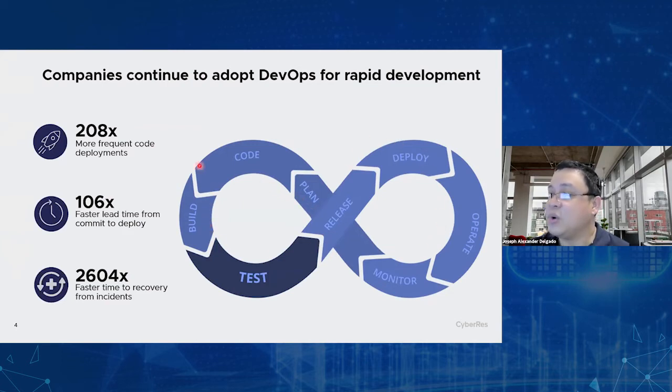Why? Because of this, you can do more code deployments. It's faster to implement or to commit to deploy applications. And it's also faster to recover from issues coming from the application themselves. Kasi DevOps ang approach. It's a rapid development approach in application development. Now, what's the problem? Napansin nyo?